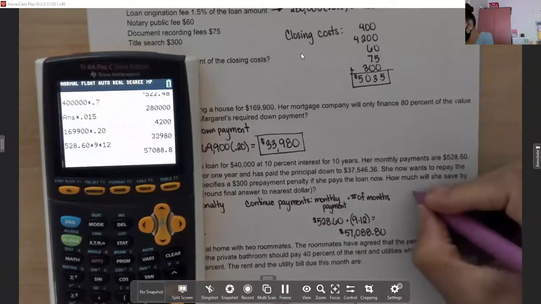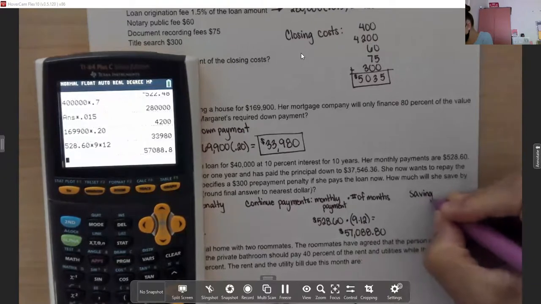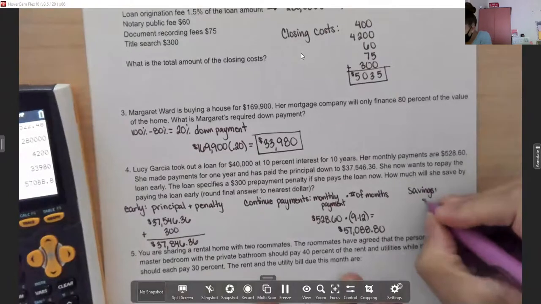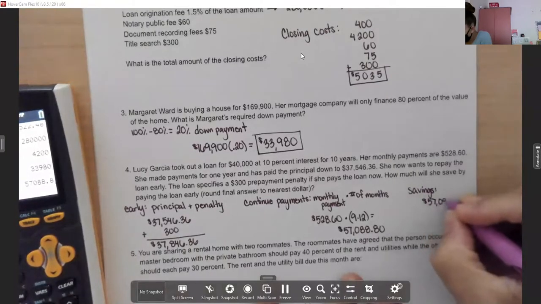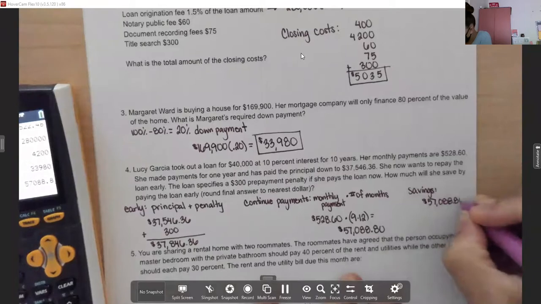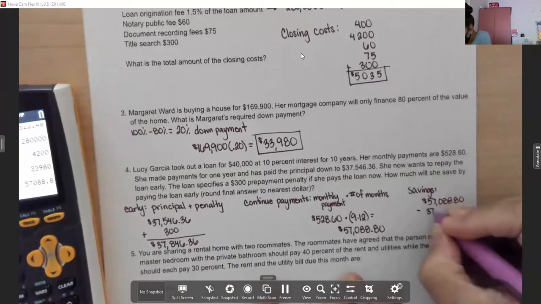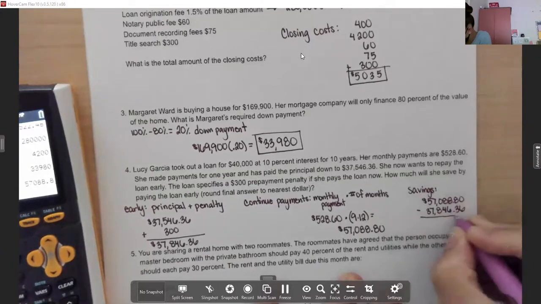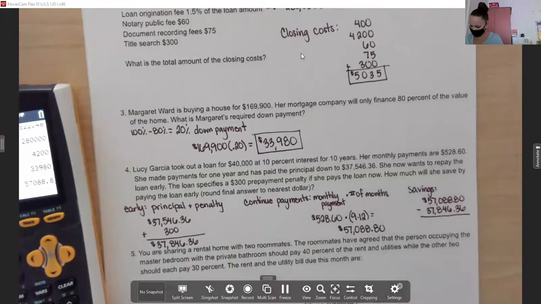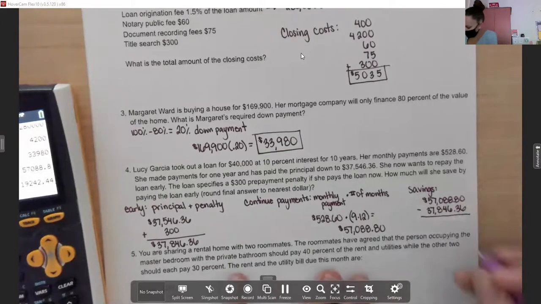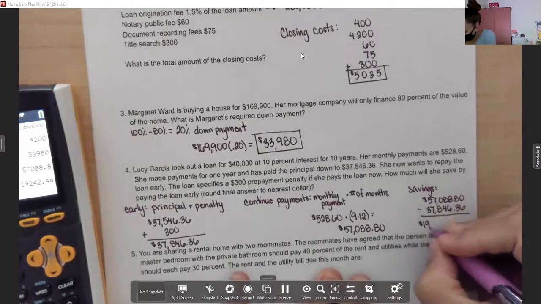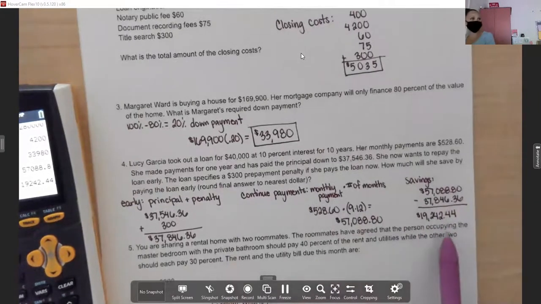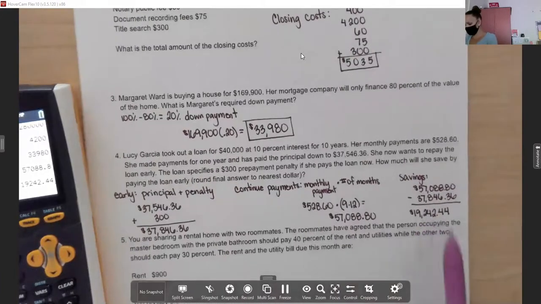So for our savings then, we just subtract that. I'm running out of space here. I did not line this up the best, but that's okay. 57,088.80 minus $37,846.36. So that's a total of $19,242.44.